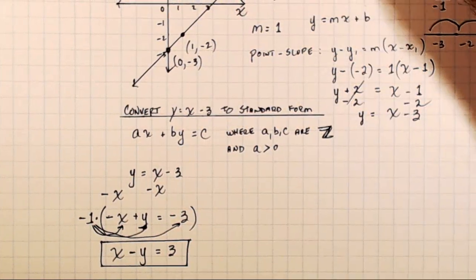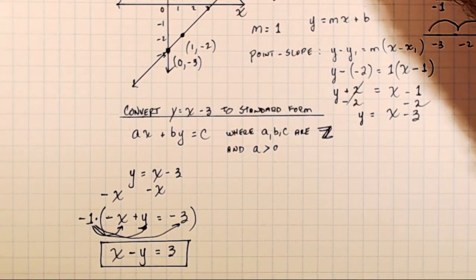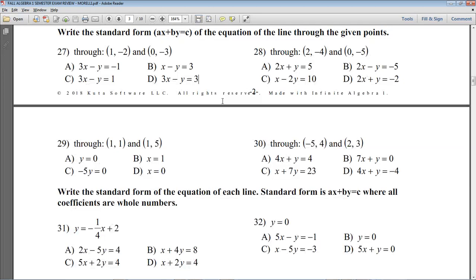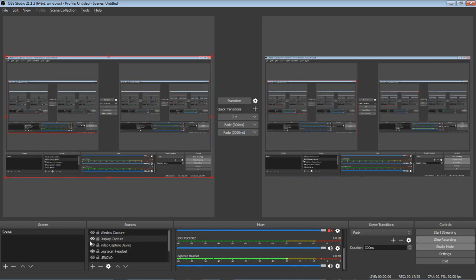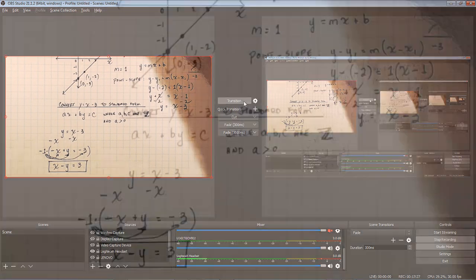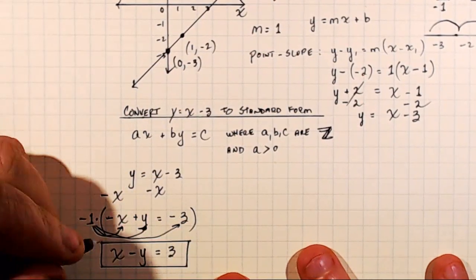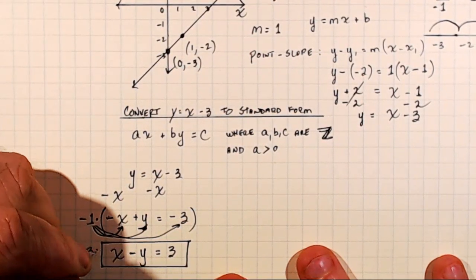Okay, so what we'll do is go back to our homework and see if that's one of our answer choices. x minus y equals 3. Okay, so it's B. See, that's the one that's got all of the things that we wrote. We'll go back to our work. The answer to number 27 is B.